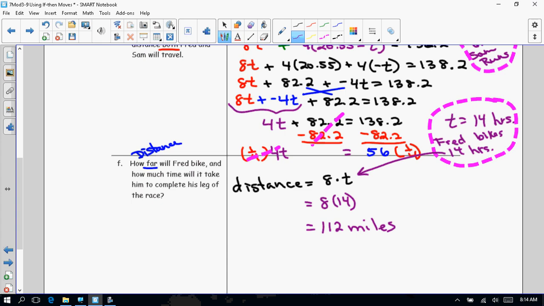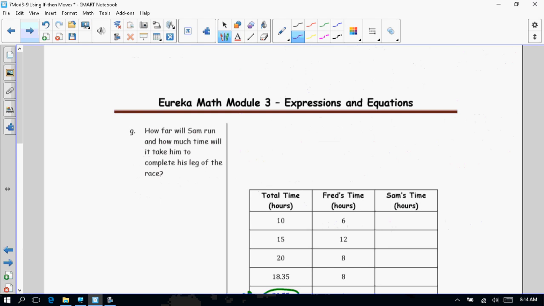Sounds almost like an Ironman. 112 miles in 14 hours. Wow, long time, long distance. All right, how far will Sam run?